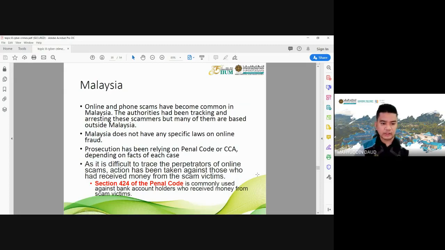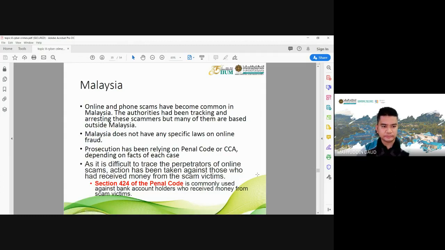But Malaysia does not have any specific law on online fraud. Online fraud tu specific tak ada lagi. But the prosecution has been relying on the Penal Code or the Computer Crime Act. It depends on the facts of each case. Because it is difficult to trace perpetrators of online scams, action has been taken against those who had received money from scam victims. So they use Section 424 of the Penal Code against bank account holders who receive money from scam victims.